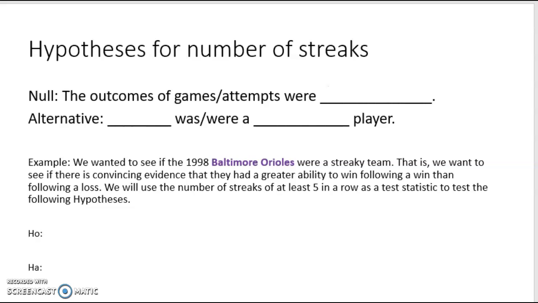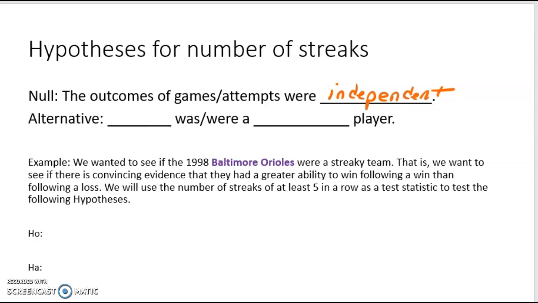So we got the null and alternative, and you'll see them worded this way a lot. The outcomes of the games or the attempts were, and the word that we like to use here is independent. For streaks, this is like us saying from before a certain player had the same ability. Now with streaks, we're going to use a different lingo. We're going to say the outcomes were independent.